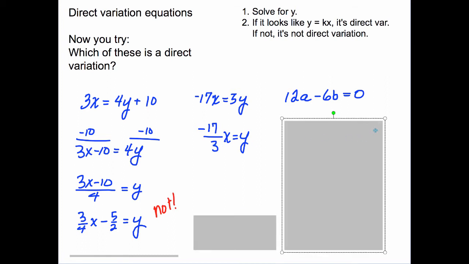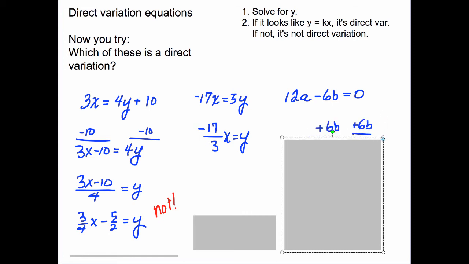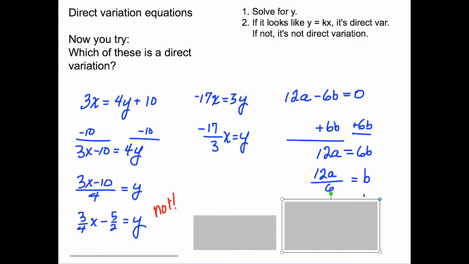Take a look at this last one over here. 12a minus 6b equals 0. One thing that we could do is add 6b to each side, and then divide each side by 6. And we see that we have 2a equals b. So even though we're not using x and y's, we're using a's and b's, this is also a direct variation, and the constant of variation is 2.